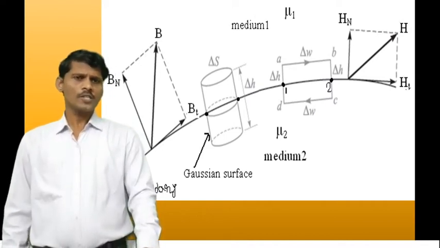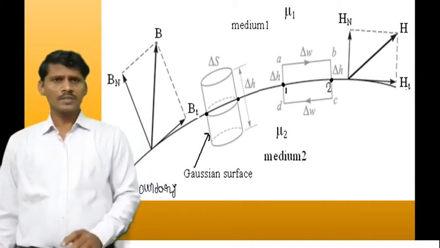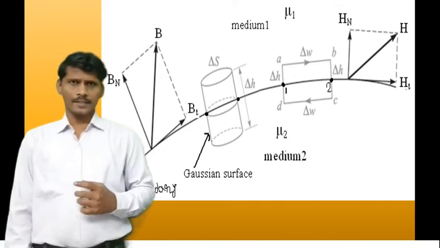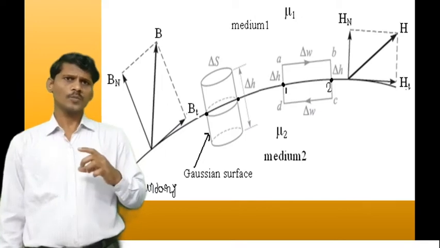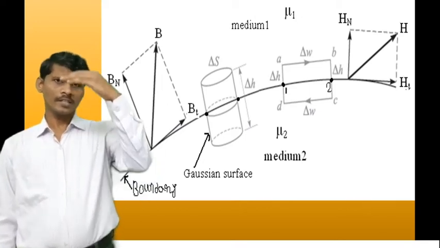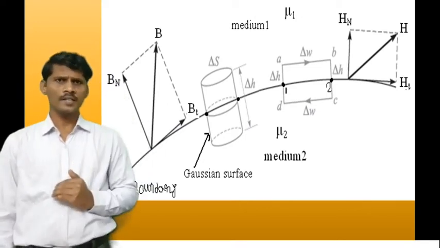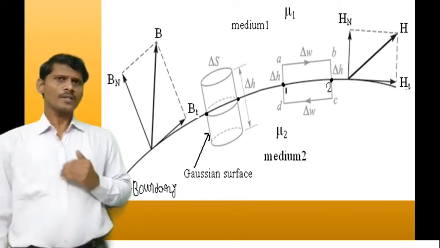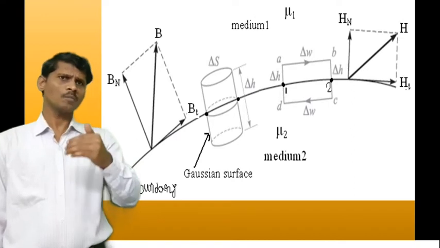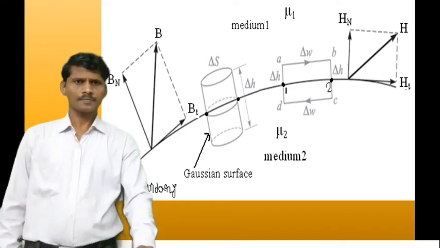And this is the Gaussian surface, in the form of a right circular cylinder. The height of the Gaussian surface is delta h. Half of the cylinder is in region 1 and half of the cylinder is in region 2. Delta S is the surface area of the top surface and the bottom surface.